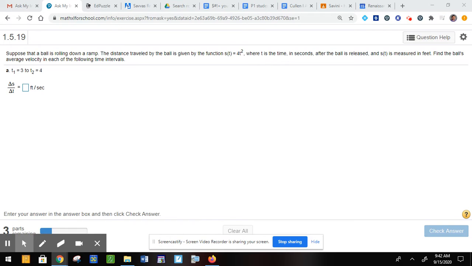The first thing to understand is what the triangles mean. They are just a Greek symbol called delta, which means change. So it's asking for change in S over change in T. It's just another way of asking for average rate of change or slope. Since all we're really doing is finding slope, I'm going to make two ordered pairs.